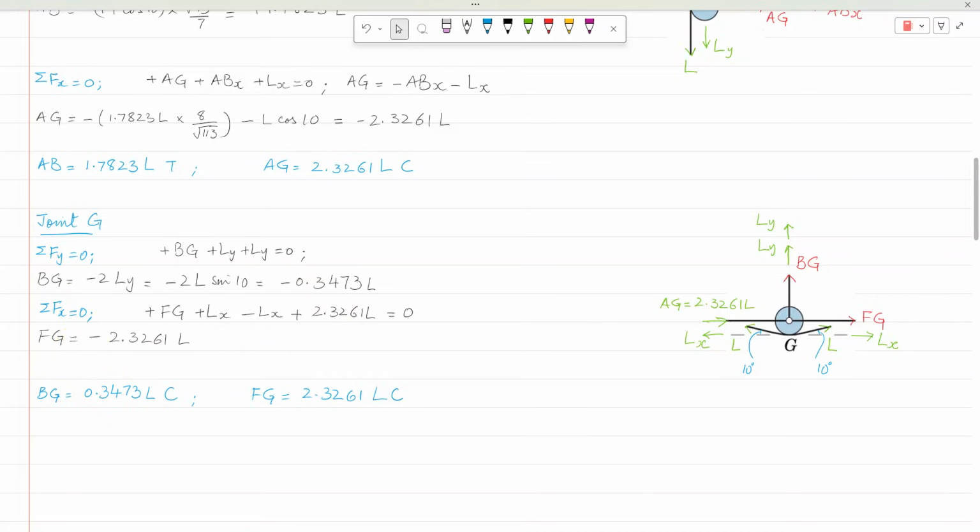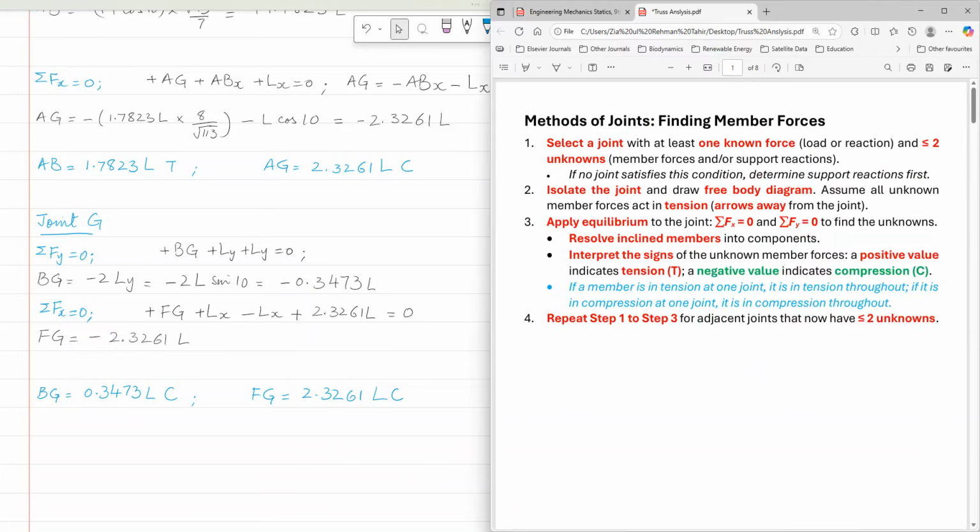So both BG and FG are negative. Then BG and FG are in compression. So BG is 0.3473L in compression, and FG is 2.3261L in compression. And these are the answers for joint G.